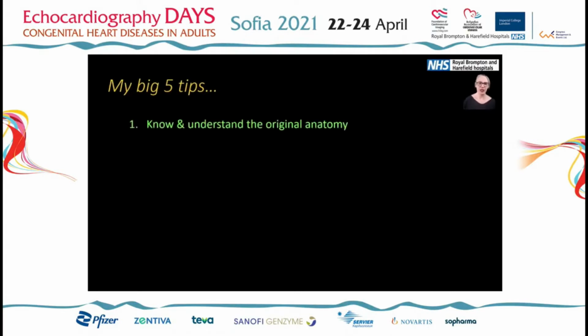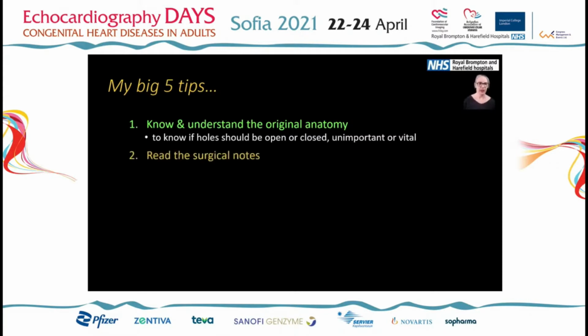My big 5 tips are: know and understand the original anatomy. You need to know if the holes, the ASDs and VSDs, should be open or closed, if they're unimportant or if they're vital. Read the surgical notes. Make sure that the surgical notes are accessible to know how many and which connections have been made.